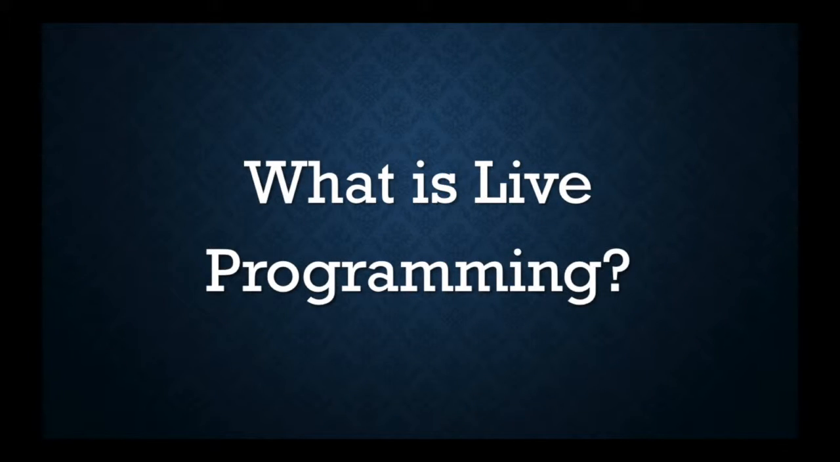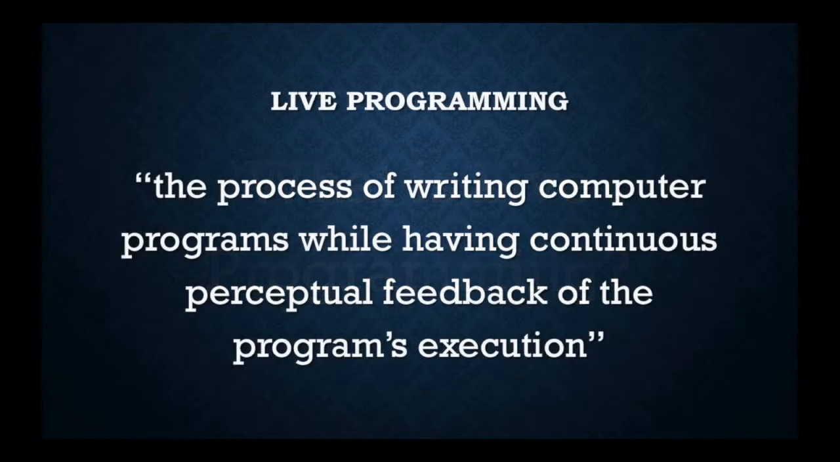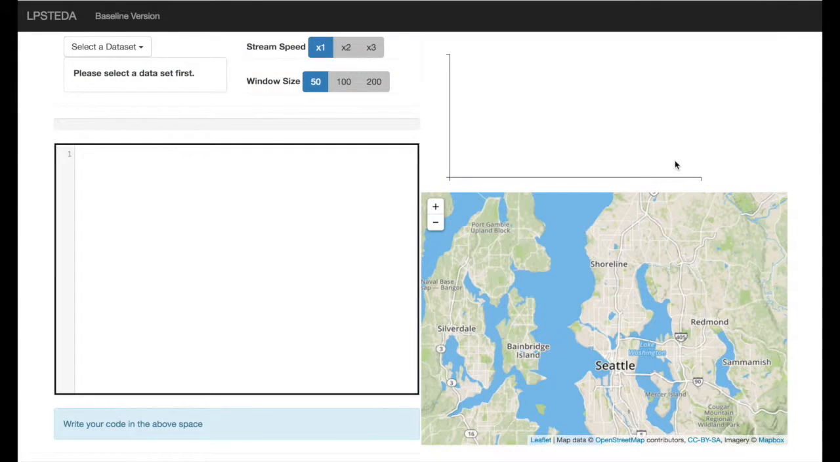An important question that we need to answer is, what is live programming? We define live programming as the process of writing computer programs while having continuous perceptual feedback of the program's execution. Now we will give an overview of the user interface. Our platform's user interface consists of four major components.